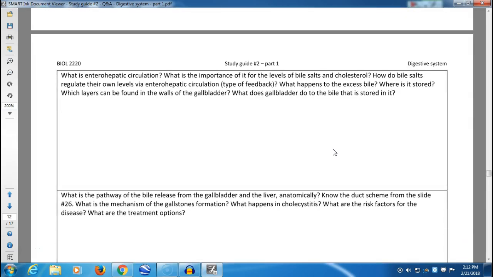Intrahepatic circulation, just discussed. For bile salts, it's important for cholesterol excretion. How do bile salts regulate their own level by intrahepatic circulation? They get absorbed in the intestine, go to the liver, and stimulate their own production. What happens to the excess bile? It gets into the gallbladder. What happens to the bile there? It's stored and concentrated.